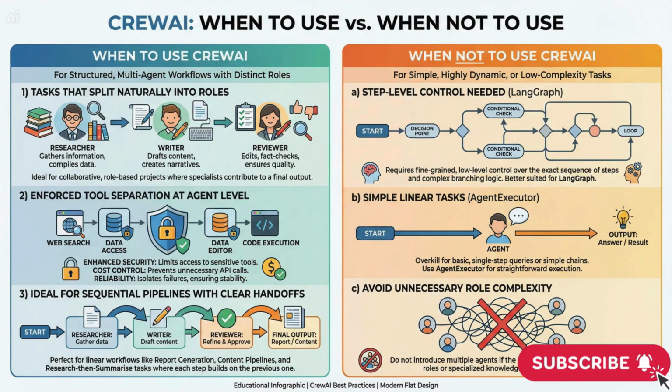CrewAI shifts the question you ask when building an agent system. Instead of what tools does the agent need, you ask what roles does this task require and what should each role be able to do. That's a different design process, and for the right class of problems, it produces cleaner and more maintainable systems.